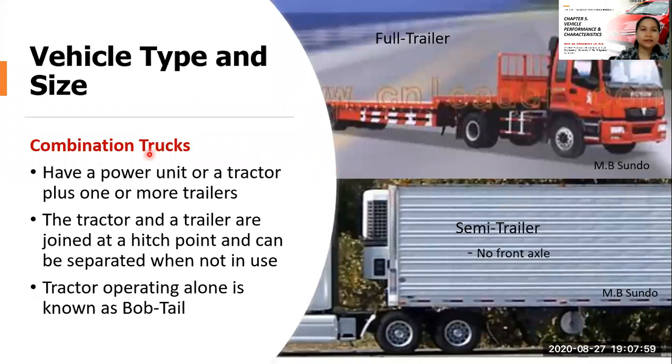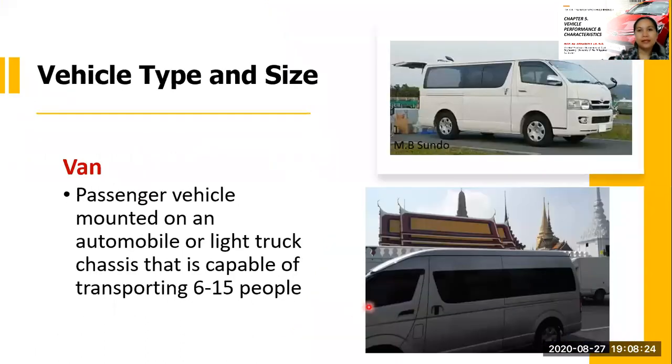Now, the next vehicle type is the combination of trucks. These are bigger than the one in the previous slide. So this has a power unit and a tractor. And it has a connection here that allows them to be separated when not in use. And we also have a van. These pictures here are examples of a van. This picture here is a van in Thailand.